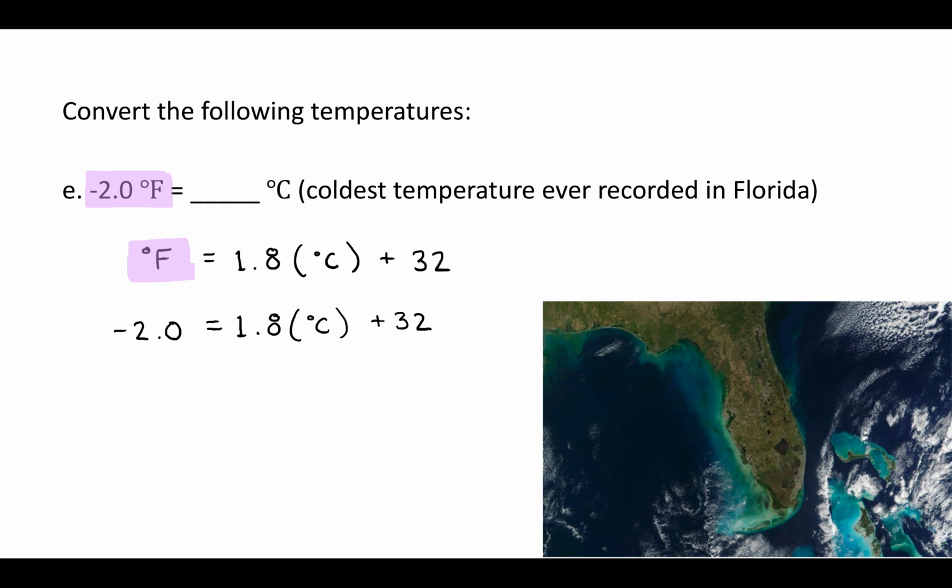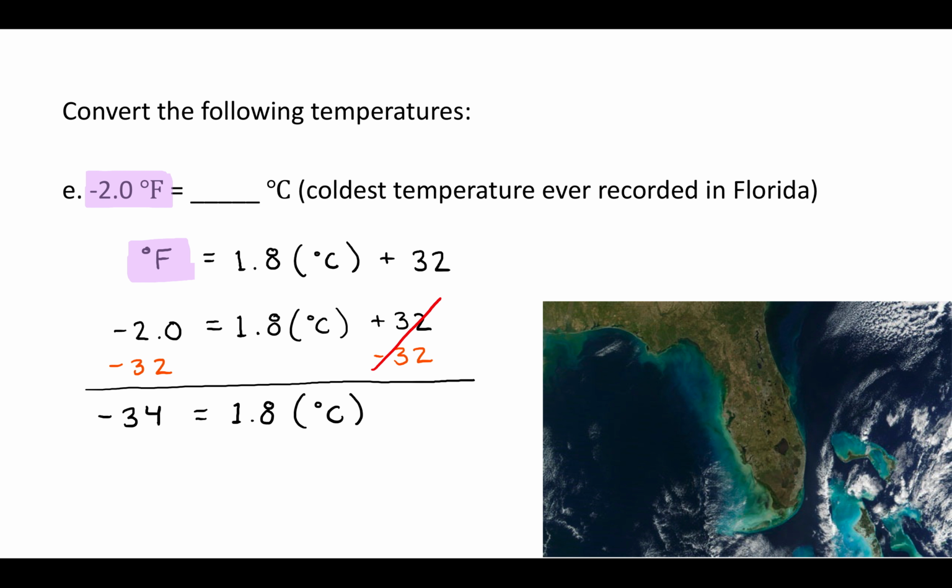Again, we want to get that degrees Celsius all by itself. First thing we have to do is to get that term, 1.8 times degrees Celsius, by itself. So we want to get rid of the 32. The 32 is sticking to that first term, the 1.8 times degrees Celsius, through addition. So we have to do the opposite operation to unstick it, which is subtraction. So we're going to subtract 32. You do that to one side, you have to do it to the other. On the right, it cancels, and on the left, we'll have -2 minus 32, that's -34. On the right of the equal sign, we're left with 1.8 degrees Celsius.